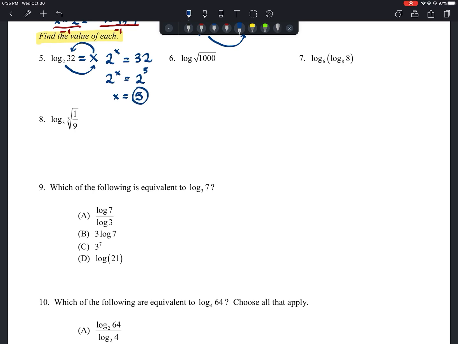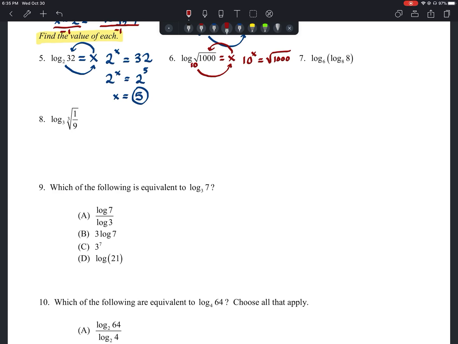Okay, number 6 says log of the square root of 1,000. So remember, when we don't have a subscript number here, it's implied that that is base 10. So we're going to do the same thing, just set it equal to x. And let's rewrite it in its exponential form. So we're going to say here 10 to the power of x equals the square root of 1,000.